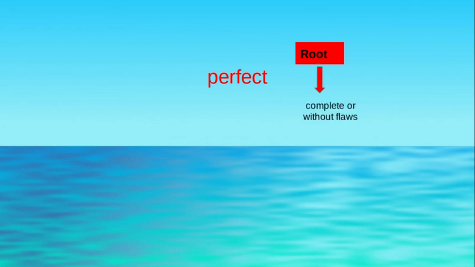This time, let's start with a root word. You've probably heard the word perfect. We'll use that as our root. What does this root mean? Perfect means something is complete or without flaws. There is literally nothing wrong with it.